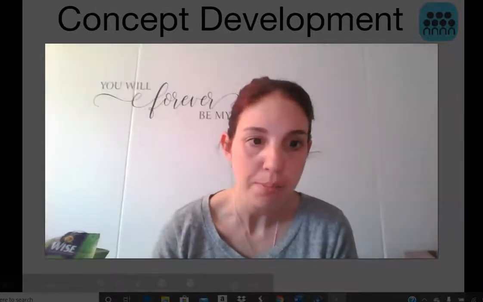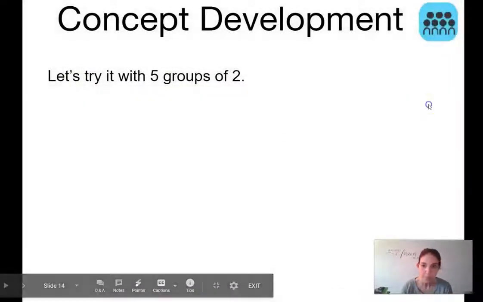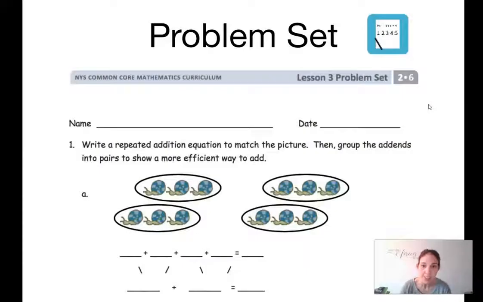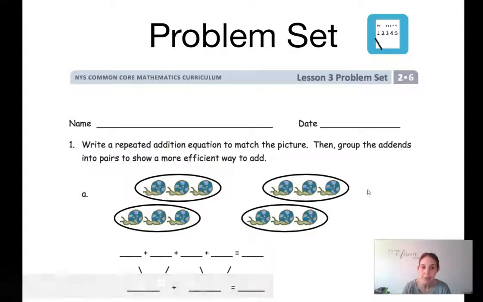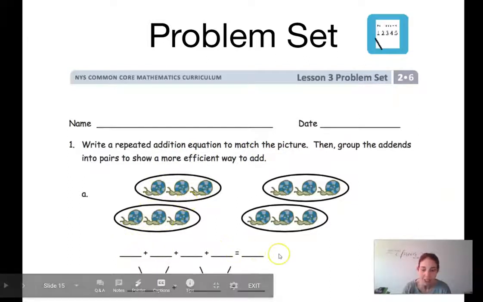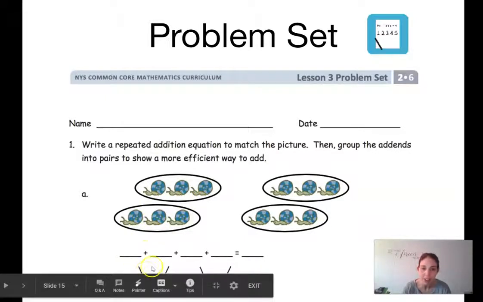Okay, let's go back to our slide here. This is what your exit ticket is going to look like on your Google form. So it says to write a repeated addition equation to match the picture. So you're going to look and see how many are in each one, and you're going to write a repeated addition sentence. And then as you're solving, I want you to think about what doubles can I put together.